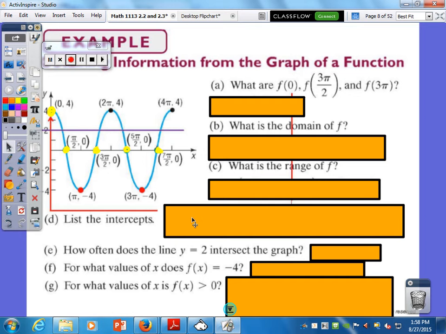How often does the line y is equal to 2 intersect the graph? So y is equal to 2 is this line right here. How often does it intersect the graph? 1, 2, 3, 4 times.